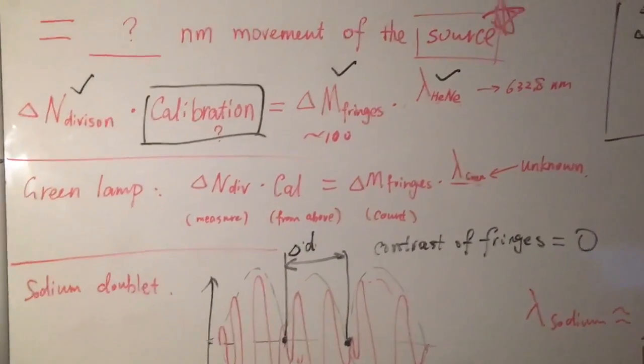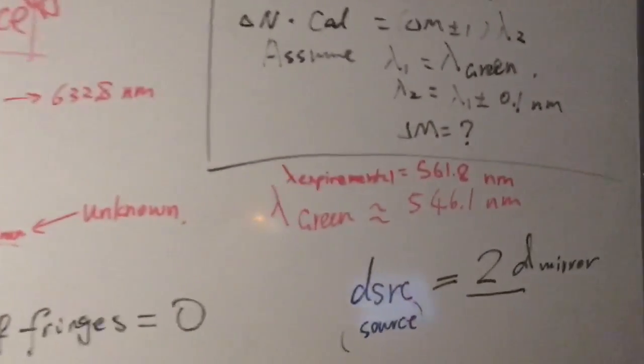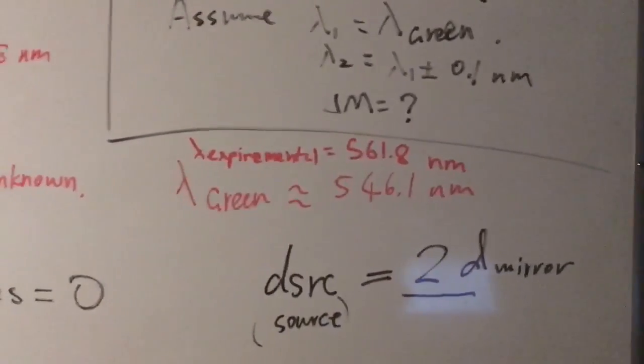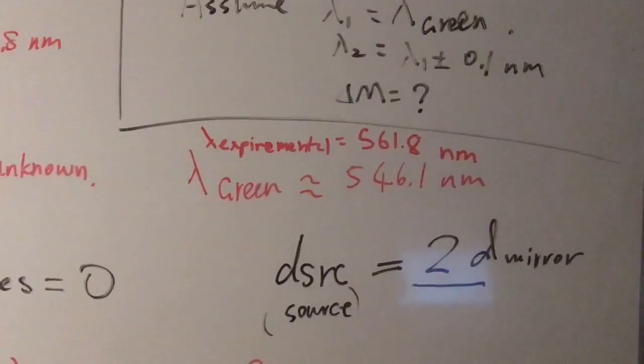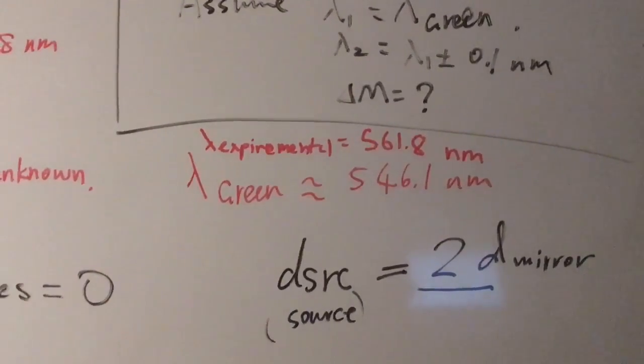And we used this equation. Everything was known except for the wavelength. Then we found a value of 561.8 nanometers, and the actual was 546.1 nanometers.